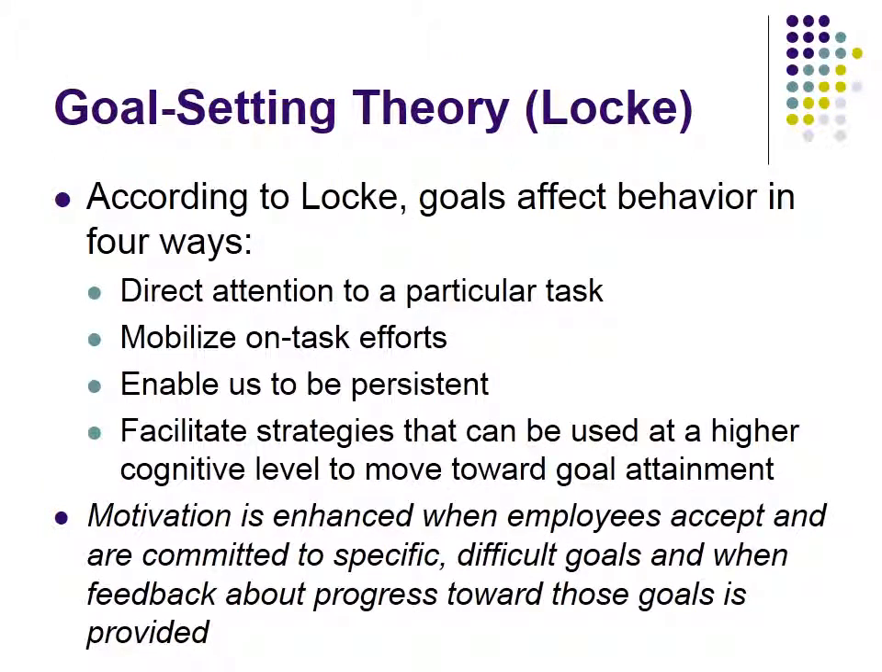The first one we're going to talk about is Locke's goal-setting theory. According to Locke, goals affect behavior in 4 ways. Setting a goal directs attention on a particular task, mobilizes on-task efforts, enables us to be persistent. Now, notice those first 3 right off the bat were, again, very similar to Campbell's 3 components of performance: task, effort, and maintenance. And it facilitates strategies that can be used at a higher cognitive level to move towards goal attainment.